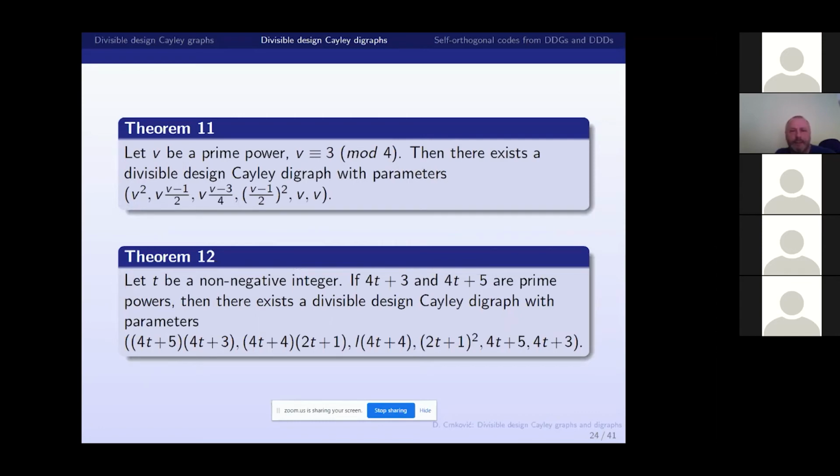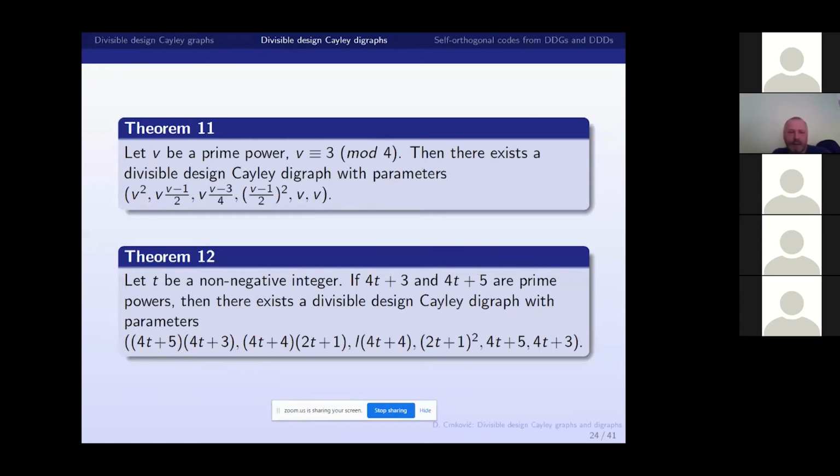Okay, now again, this is a construction. I will not present the proof here. It is not that easy and short. If v is a prime power congruent to 3 modulo 4, then there exists a divisible design Cayley digraph with parameters v squared, v(v-1)/2, v(v-3)/4, ((v-1)/2) squared, v. So this is also a construction from a Cayley design, since we have v congruent to 3 modulo 4.